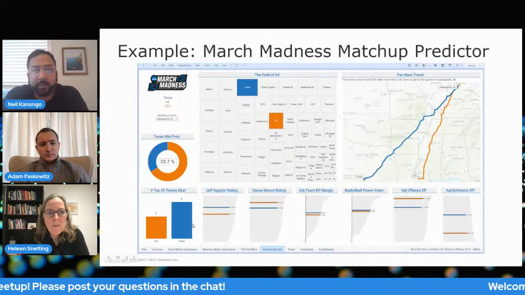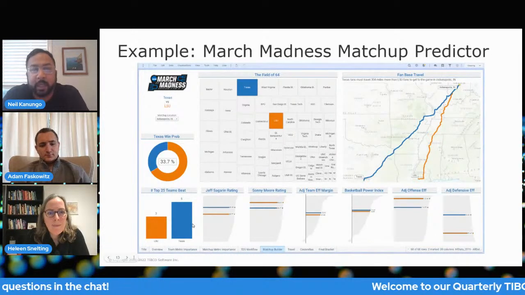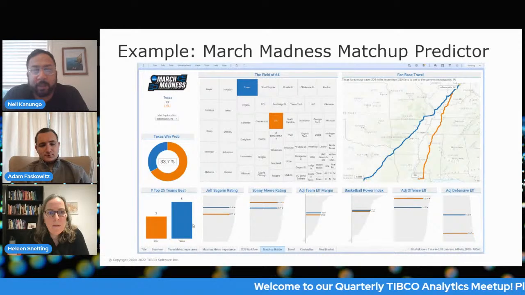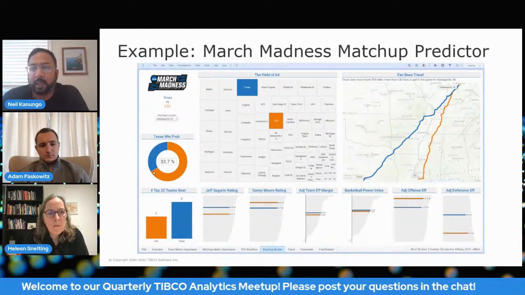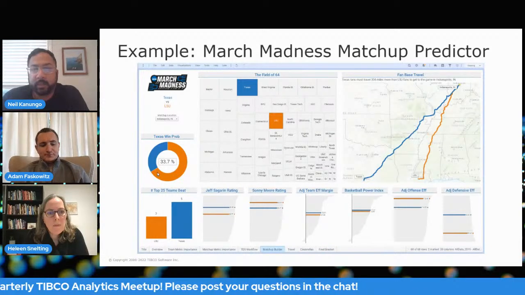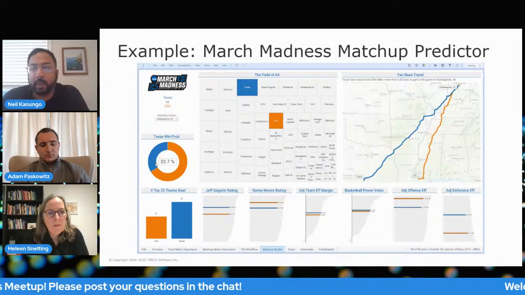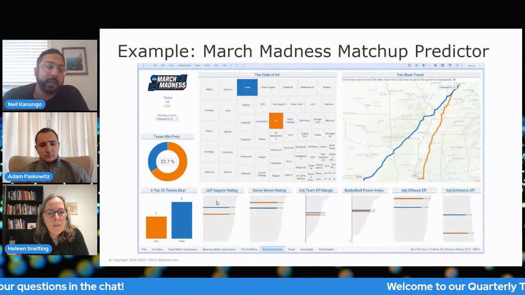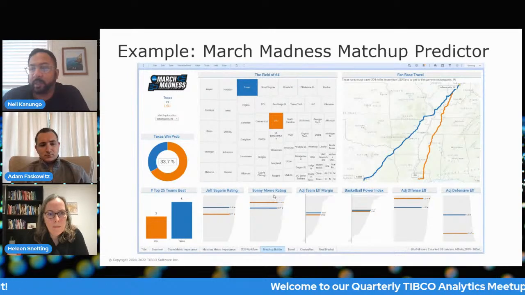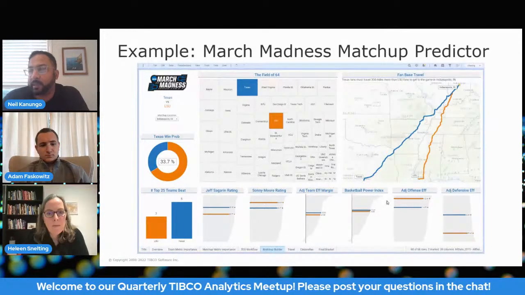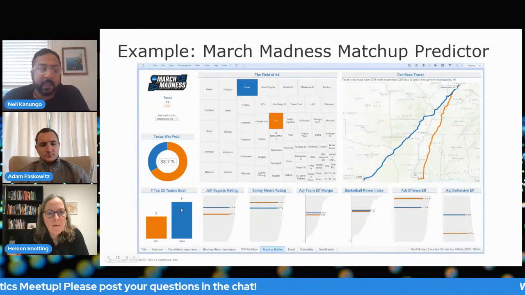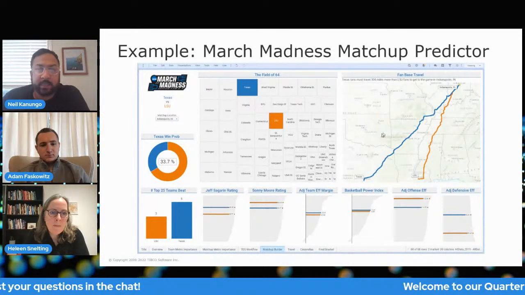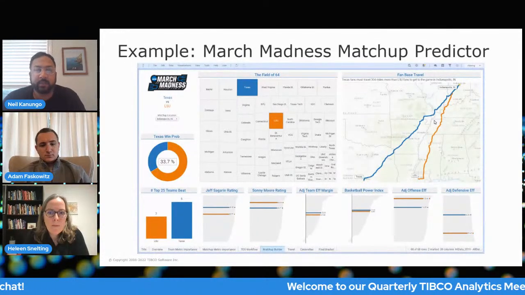And every March we do a March Madness predictor. And this is a matchup predictor where you can select two teams and it runs a statistical workflow that predicts with really good results which team will win. And it looks at different metrics such as Jeff Sagarin's rating, Sonny Moore ratings, defensive team metrics, basketball power index, offensive metrics, number of top 25 teams that each team has beat, and the travel distance for fans to get to the game.